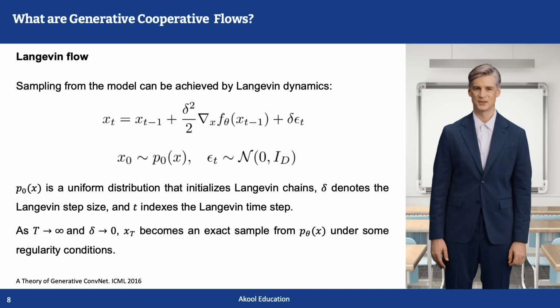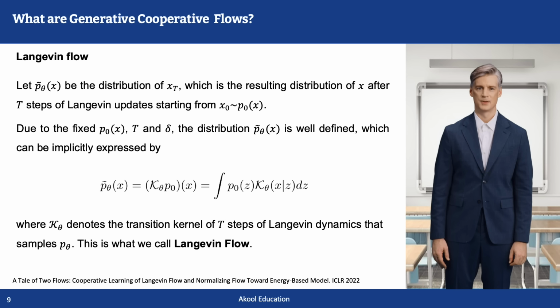The Langevin sampling technique is an iterative, gradient-based algorithm that progressively refines an initial noise sample, typically drawn from a uniform or Gaussian distribution. In theory, as the number of iterations approaches infinity and the step size approaches zero, the refined sample converges to an exact sample from the probability distribution specified by the energy-based model. In practice, we use a fixed number of Langevin steps to implement this dynamics. The resulting distribution, defined by this short-run Langevin process, is well-defined and can be implicitly represented. We refer to this as the Langevin flow.